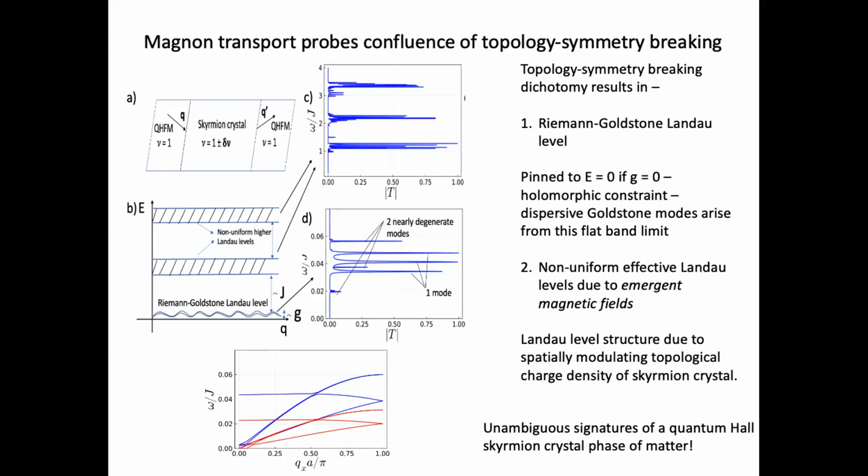And so you can see that you have two sets of peaks with different separation, indicating that you have two different velocities given by the blue curves over here. So these are your different Goldstone modes. So just focus on the blue curves for now.